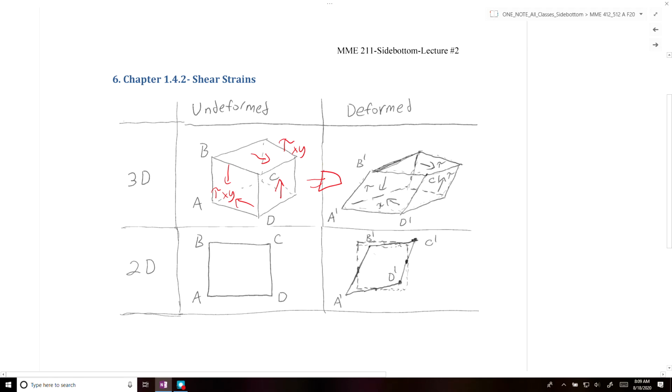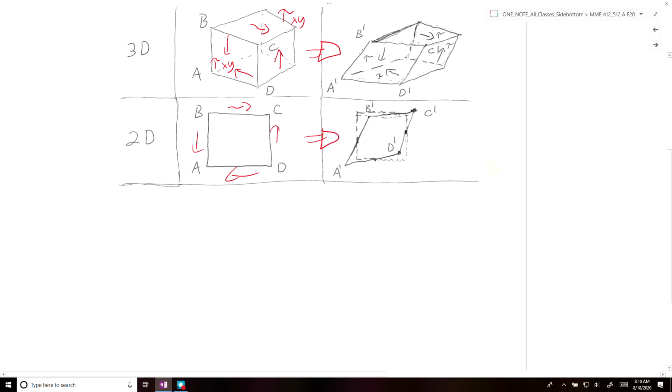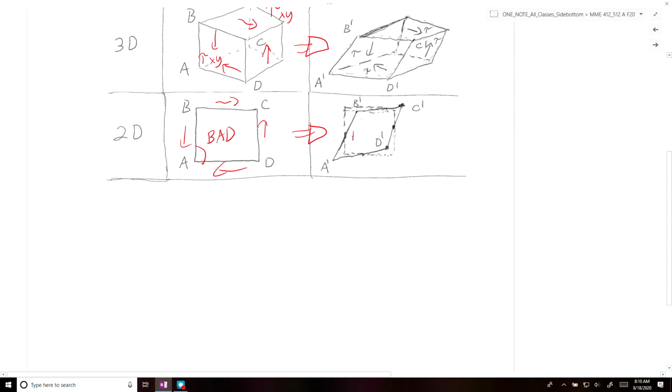So in 3D, it looks like this. In 2D, that stress looks like this. All right, and that stress causes the system to deform. So we can define shear strain by the change in the angle BAD. So here's our angle BAD, and then here's our new angle B prime A prime D prime.